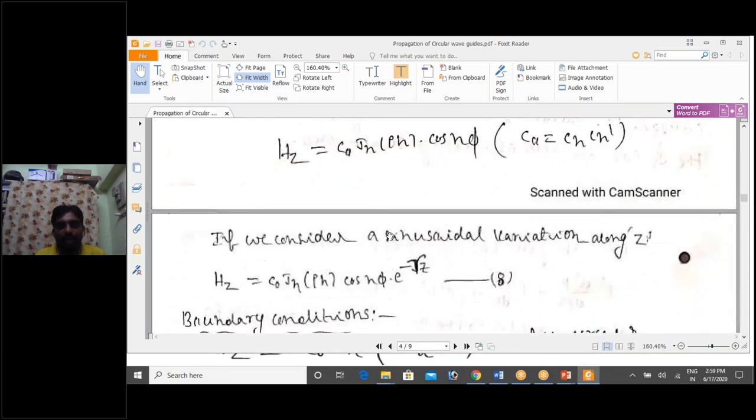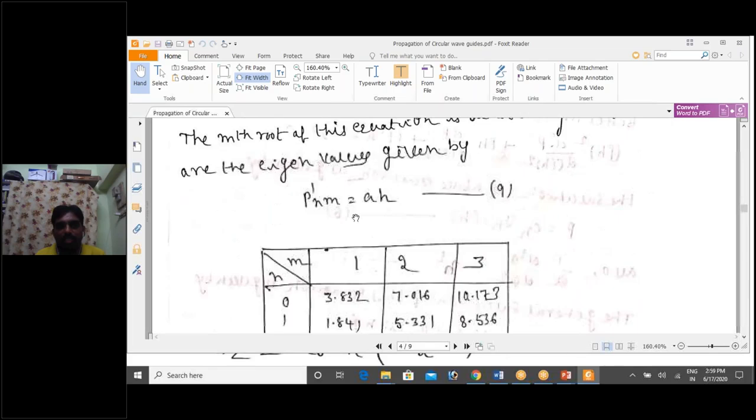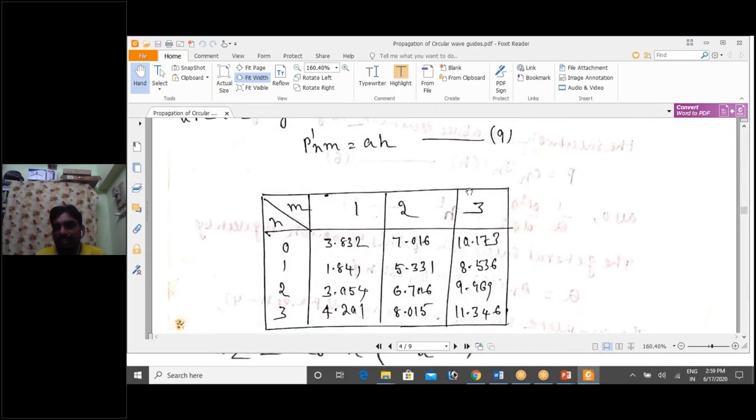We get the final solution, and these are all the equations after boundary condition substitution. And this is the Bessel function table, which is already provided for scientists.